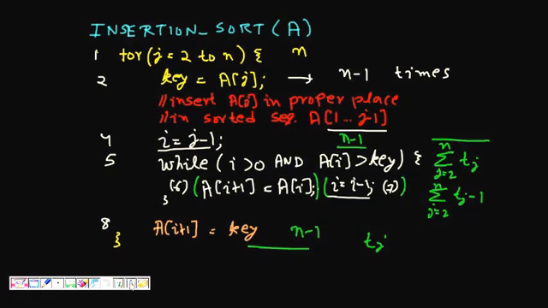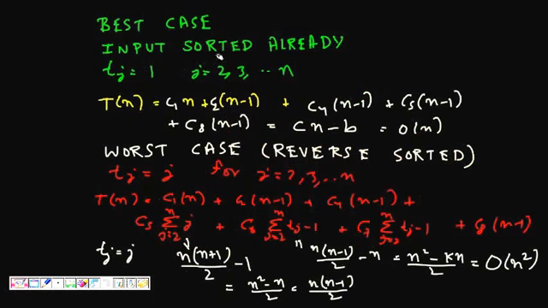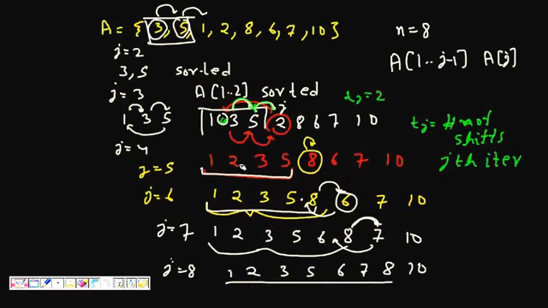So tj will be minimum when the input is already sorted. When the input that was given is already sorted, then tj will be 0. Let's see that example. If we have 1, 2, 3, 5, which is already sorted, and now we get the input 8. So 8 is already in its correct position. 8 is greater than 5, so it doesn't have to make any shift here. We don't have to move anything, and so tj is equal to 0 here.